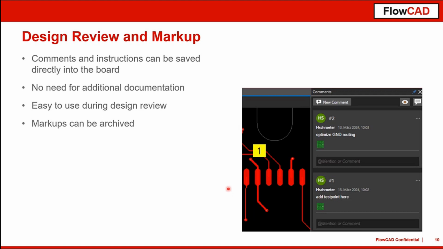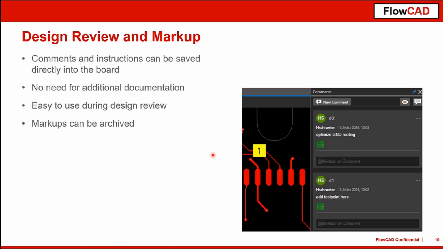It's everything inside of the design canvas directly, or inside of the design tool, I must say. So you can mark up a dedicated location inside of your design. You can write a comment like this test point stuff here, or optimize ground routing, or whatever you want to. And all this is directly saved inside of the board database. You can give it to an external layouter or to whomever, and he can use this stuff.